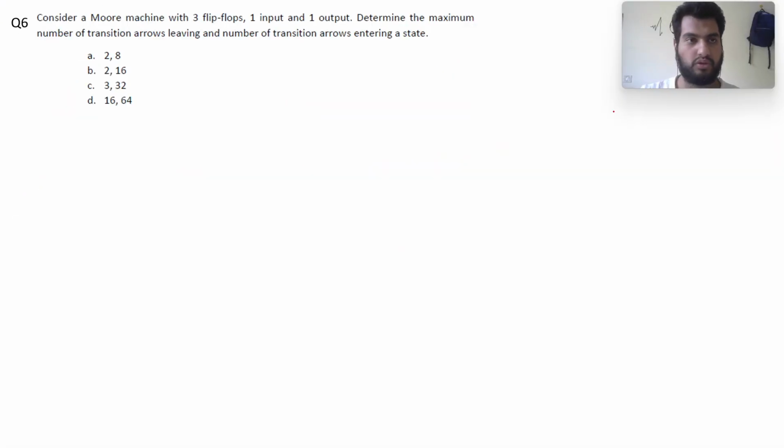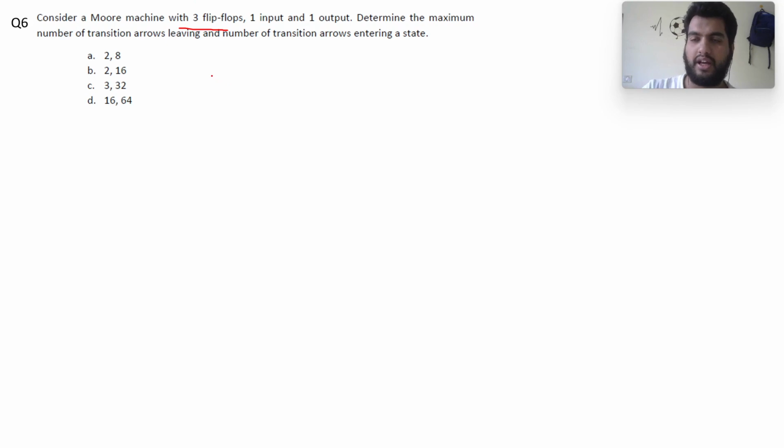So let's move forward to question number 6. Consider a Moore machine with 3 flip-flops, 1 input and 1 output. We need to determine the maximum number of transition arrows that are leaving a state and the maximum number of transition arrows that are entering a state.